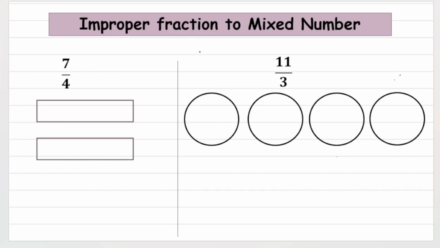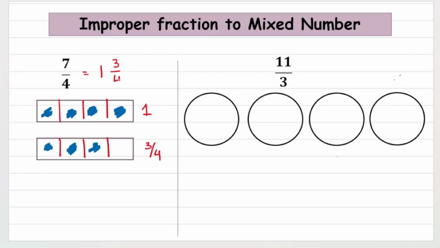Now, let's convert an improper fraction to a mixed number. 7 fourths. Let's divide each whole into 4 equal parts. Now represent 7 fourths: 1 fourth, 2 fourths, up to 7 fourths. These are the 7 fourths. The first full one whole is shaded, so one whole. In the next whole, 3/4 is shaded, and that's why 7/4 is 1 and 3/4.